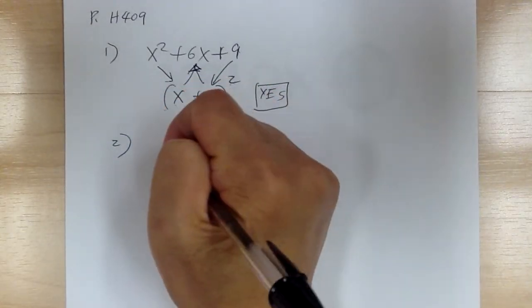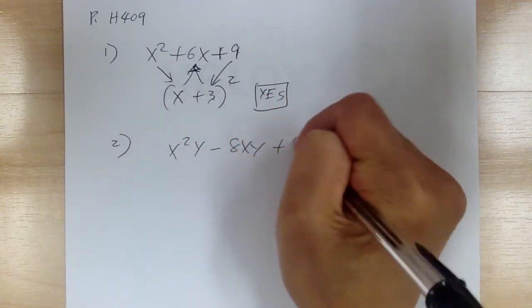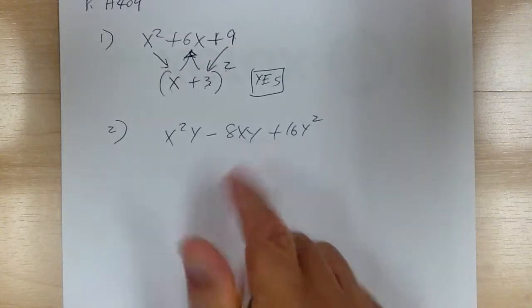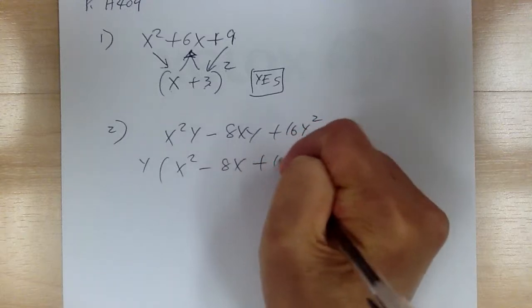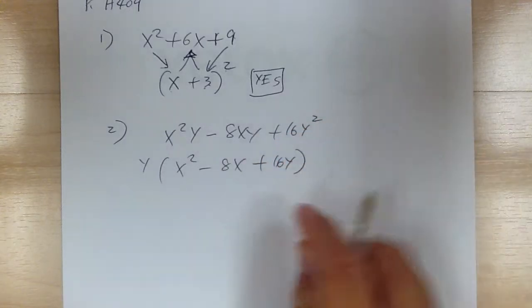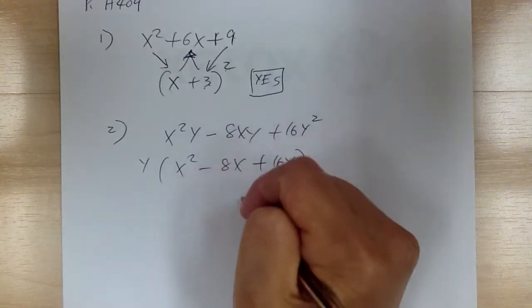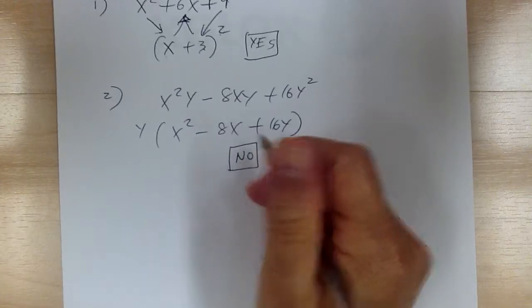So number 2, we got x squared y minus 8xy plus 16y squared. So you do the step 1 common factor first. So factor out y. And so this is not a perfect square because this is not even a square. So right away you know that this is not a perfect square. So this is no. Okay.